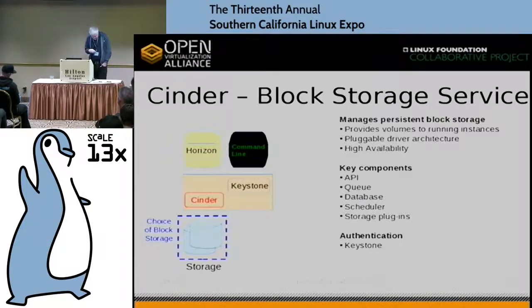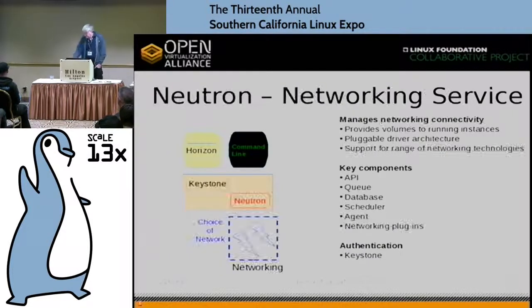Block storage, so basic storage capability for databases and persistent storage, is a service called Cinder. And networking is a service called Neutron. This used to be part of the Nova project, the compute project, and it's been separated out and therefore gives a much neater approach to that. And again, there's a choice of network behind there.